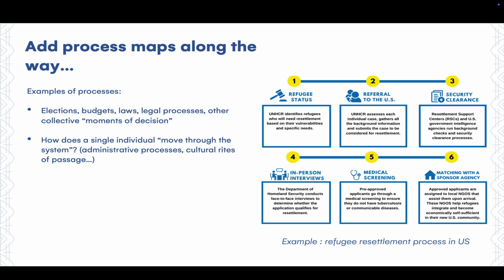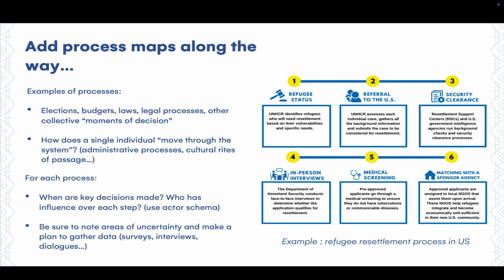It might be an administrative process like a refugee resettlement, like you see this example here, where you show how one individual moves through the system, or a rite of passage like a circumcision ceremony. And for each process, right, you want to zoom in on who has the most influence in each step. Use the same visual language from the actor schema. So if you use blue circles to talk about moms, you want to use a blue circle in that step in the process map where the mom has some influence.